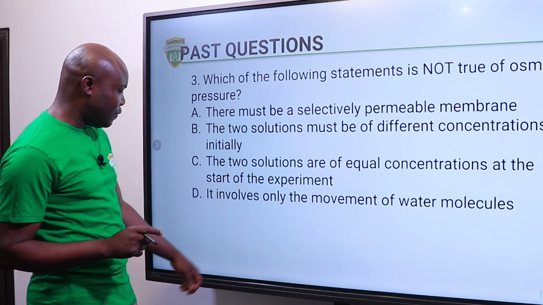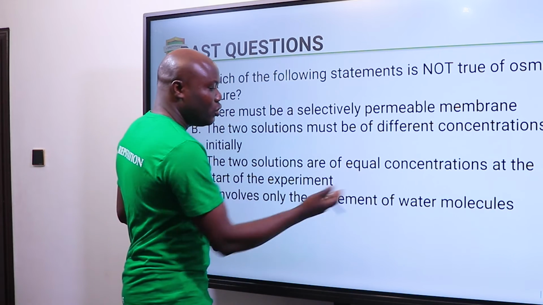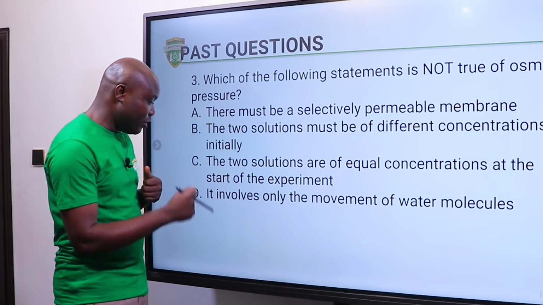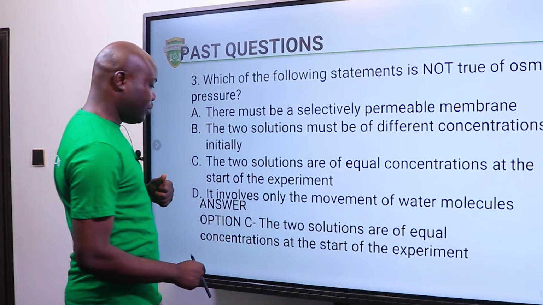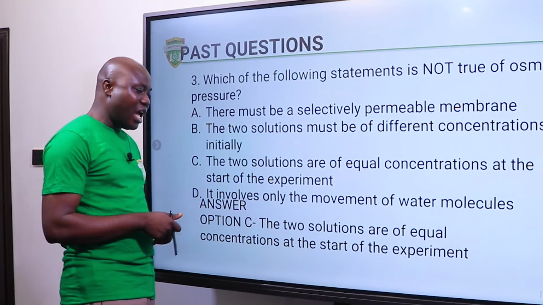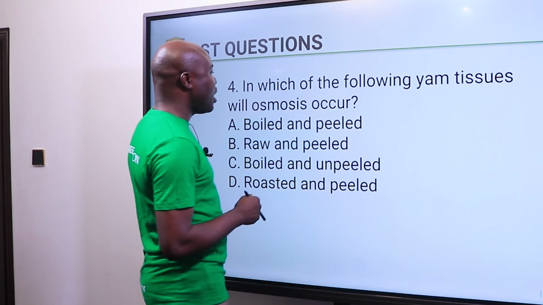So let's look at option D. It involves only the movement of water molecules. That is also osmosis. So what should be the answer? Our answer is C. So let's see. Yes, we are correct. The two solutions are of equal concentrations at the start of the experiment. Okay, so let's look at this one.